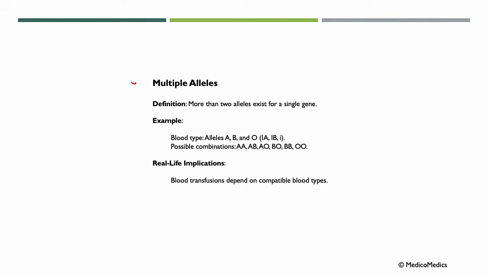Now we also have multiple alleles, where we have more than 2 alleles existing for a single gene. For example, in blood types, we have allele A, B, and O, and this produces a variation of different combinations. The real-life implication is that, for example, blood transfusions depend on compatible blood types.